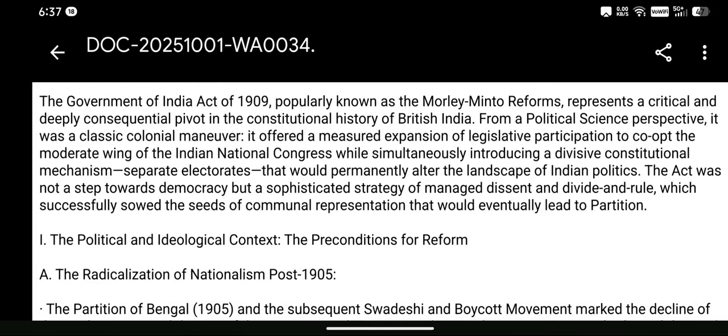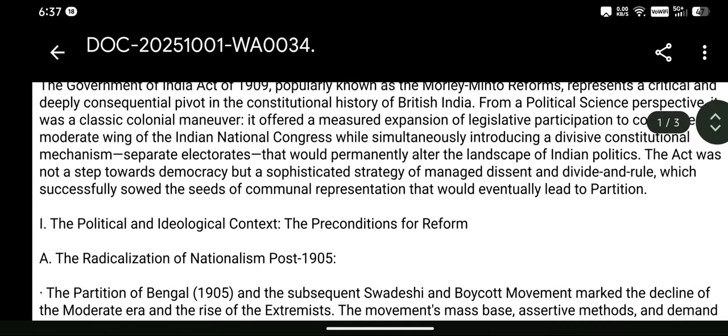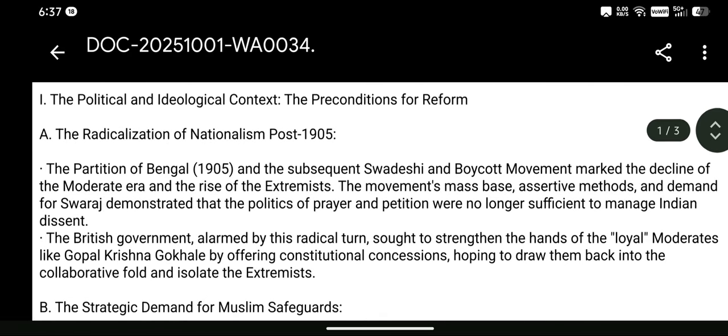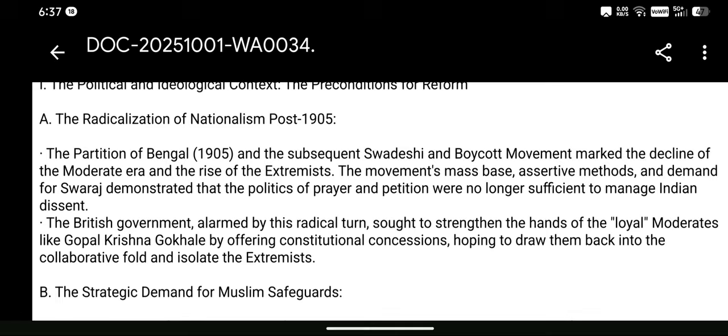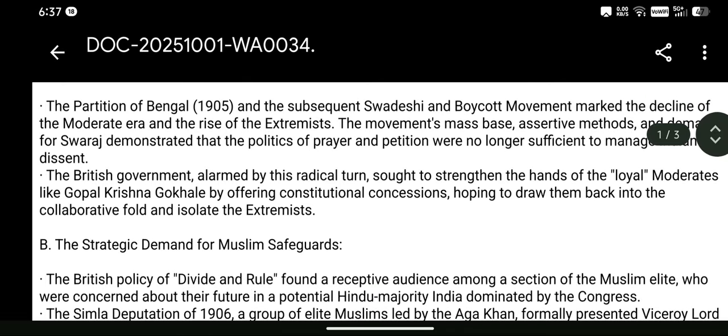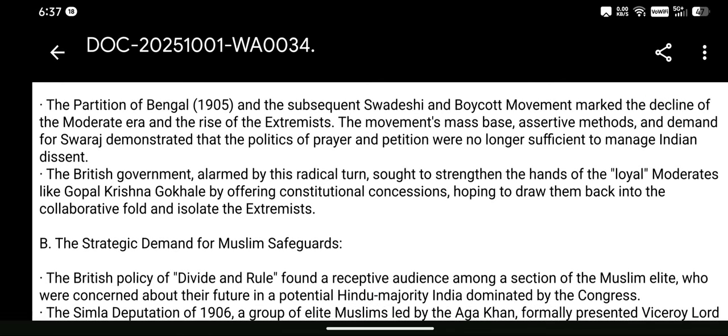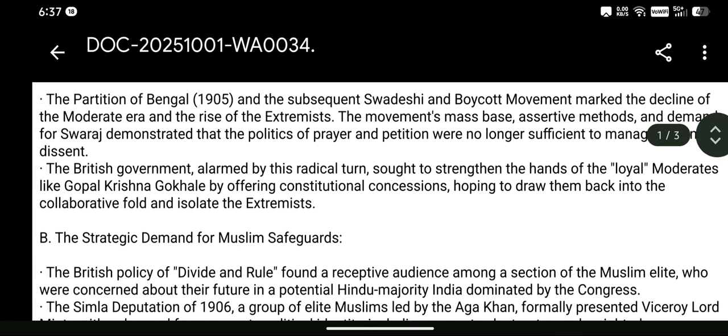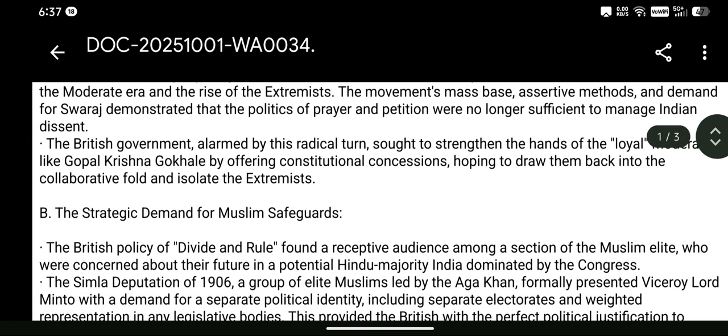The political and ideological context, the precondition for reform. The radicalization of nationalism post 1905: the partition of Bengal in 1905 and the subsequent Swadeshi and boycott movement marked the decline of the moderate era and the rise of extremists. The movement's mass base, assertive methods, and demand for Swaraj demonstrated that the politics of prayer and petition were no longer sufficient to manage Indian dissent.